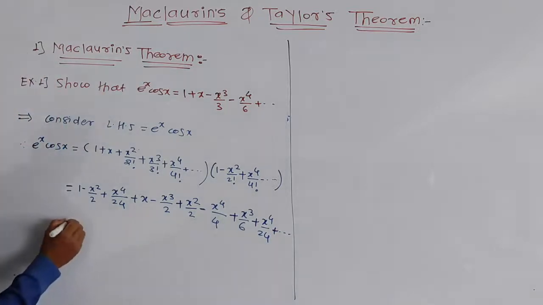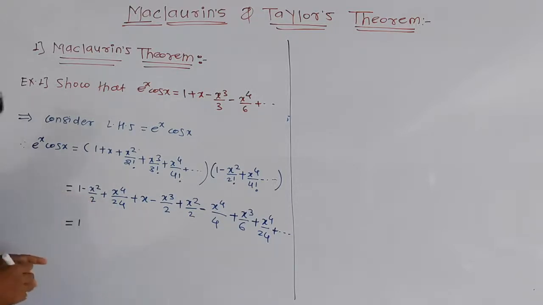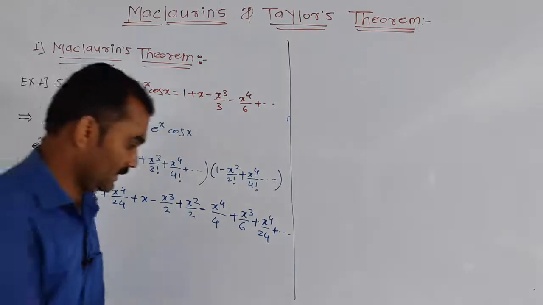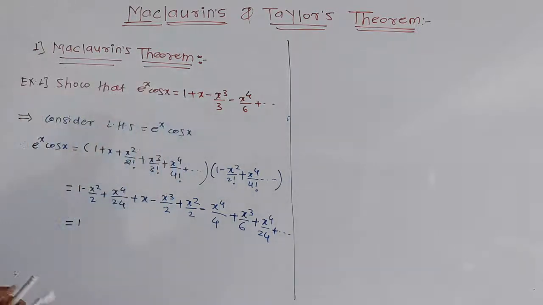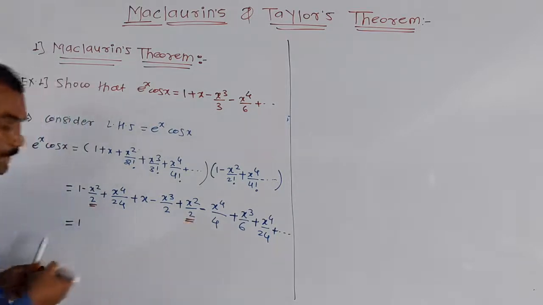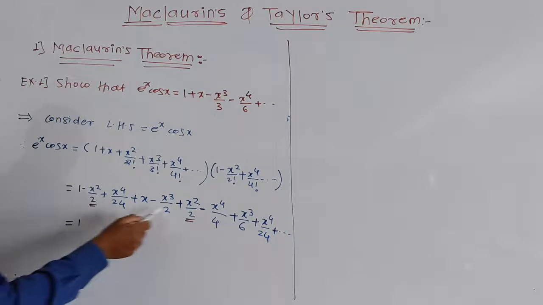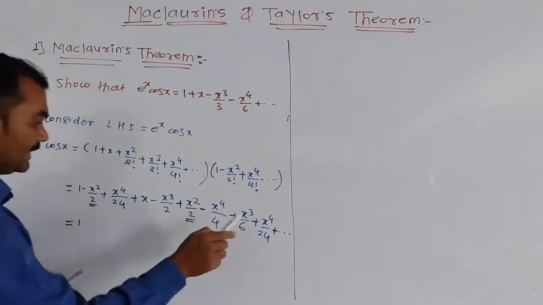Now simplify this. We get 1. See here is x square by 2, and here is also x square by 2, but with opposite sign. This gets cancelled. Here is minus x square by 2, here plus x square by 2, it gets cancelled.